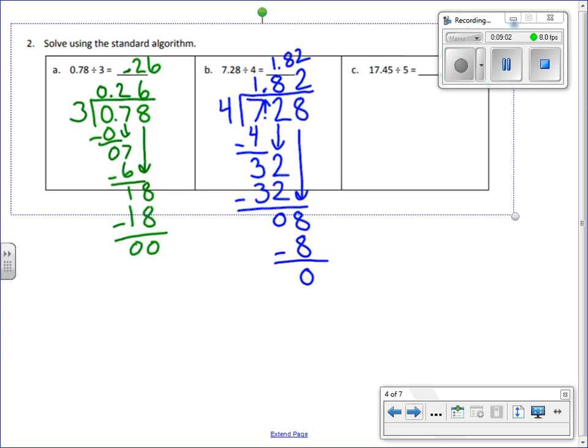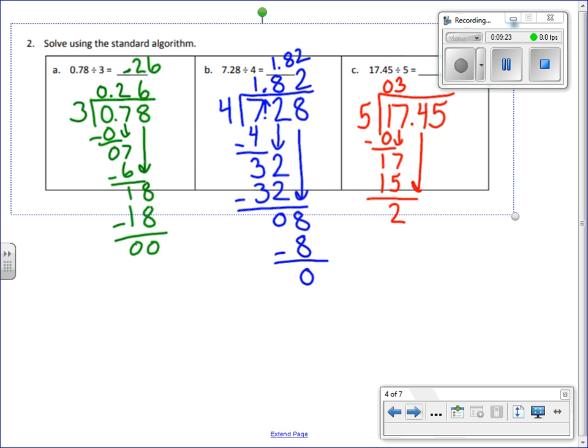Our third one, or letter C, we're going to take 17 and 45 hundredths. And we want to divide that in groups of 5. 5 cannot go into 1. 5 times 0 is 0. Subtract. Bring down the 7. 5 goes into 17 3 times, gives me 15.